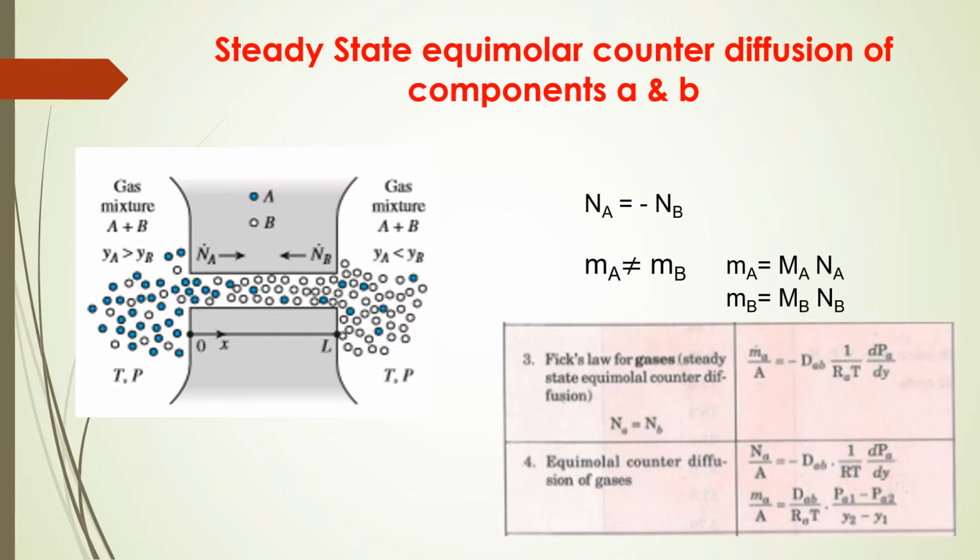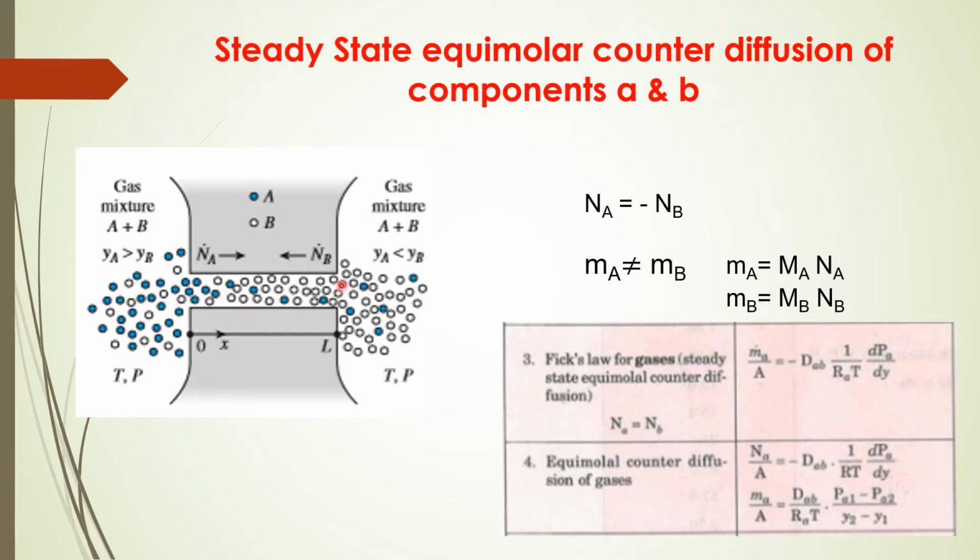Okay, so the second case is steady state equimolar counter diffusion of component A and B. Now we'll take this case. We'll have two containers. The left side container contains gas A, and the right side container has gas B. Now these two containers are connected by a tube.